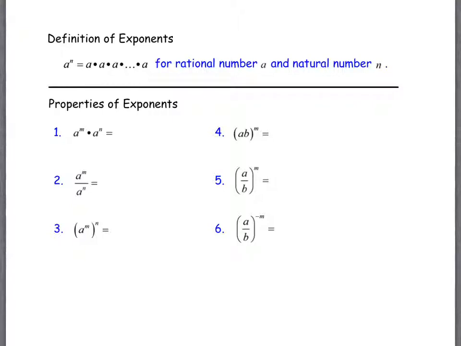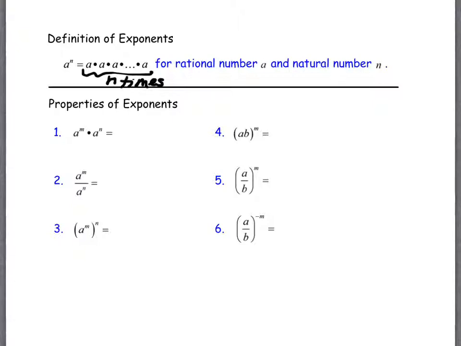First of all, a definition of exponents. If I have a raised to the n power, that means I've multiplied a together a bunch of times. How many times? n times. For any rational number a and any natural number n. In order for this description to make sense, we have to be talking about a natural number. Natural numbers are your counting numbers: 1, 2, 3, 4, 5. So that's what n is up there.